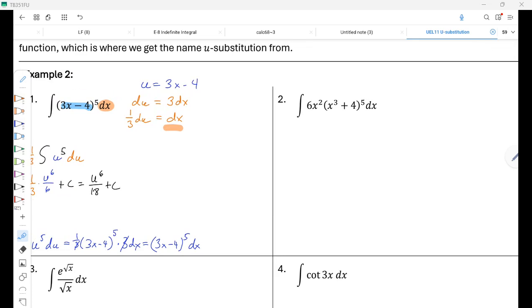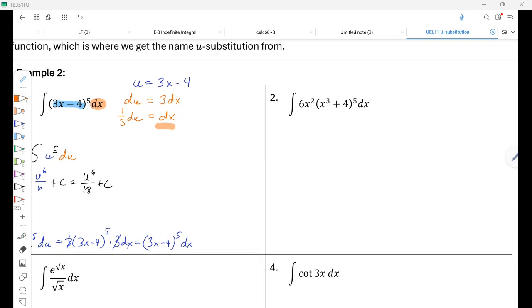Number 2 has a 6 in it. Your goal in one of these problems is to look for something that when you take its derivative, you find it. And the one thing that might be off is the coefficient. So if you find something that you have, and the only difference between what you found and what you have is the coefficient, you're good. That's what this step is for, just fixing the coefficient.